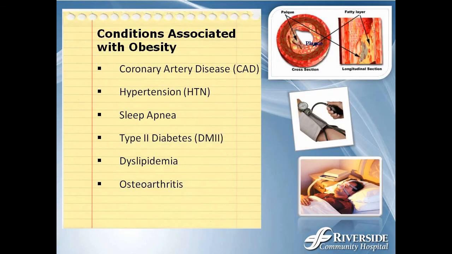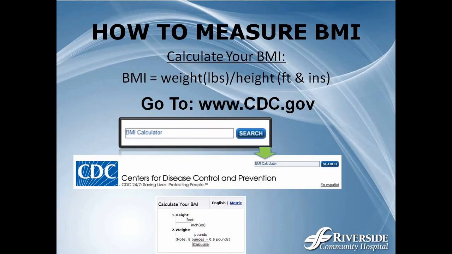Extra weight may lead to these conditions or comorbidities: coronary artery disease, hypertension, sleep apnea, type 2 diabetes, dyslipidemia or high cholesterol, and osteoarthritis. To measure your BMI, we will use a formula.